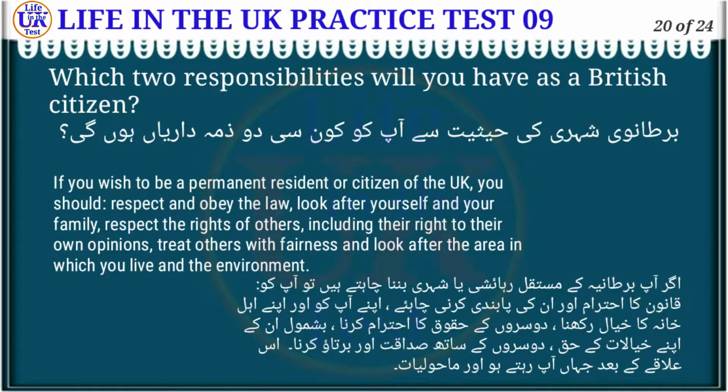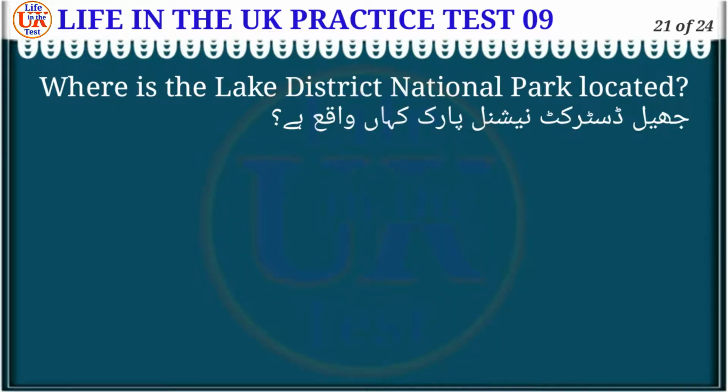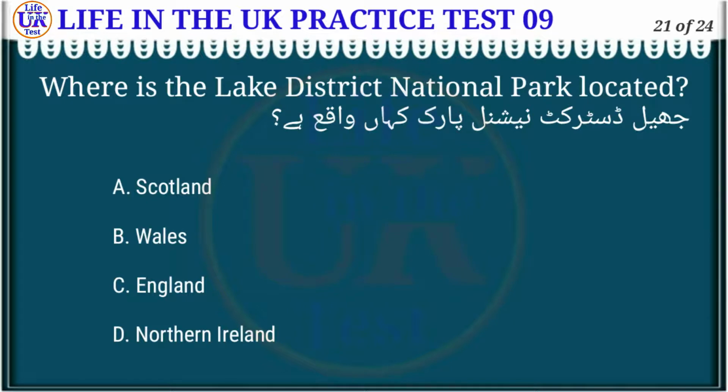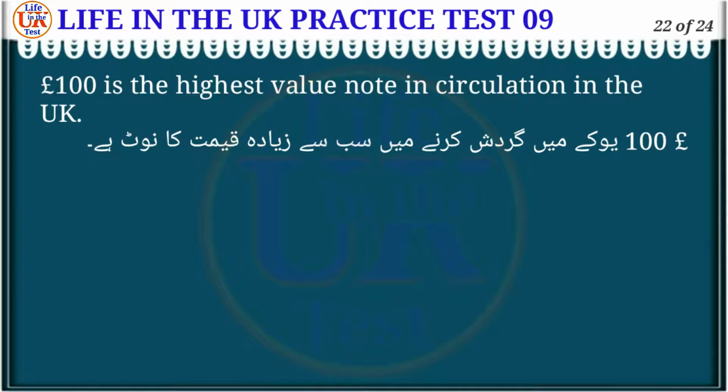Question 21 of 24. Where is the Lake District National Park located? A. Scotland. B. Wales. C. England. D. Northern Ireland. The correct answer is C. Lake District is in England. Question 22 of 24. £100 is the highest value note in circulation in the UK. A. True. B. False. The correct answer is, this statement is false.